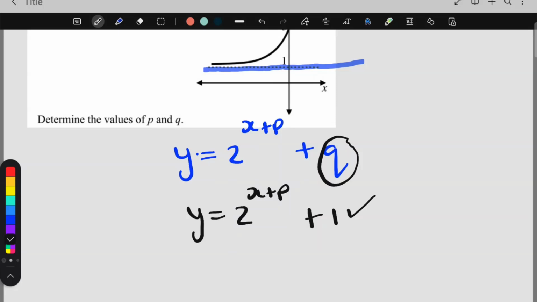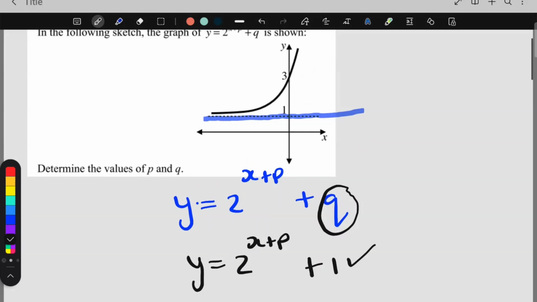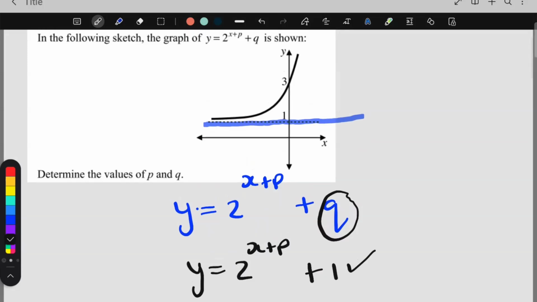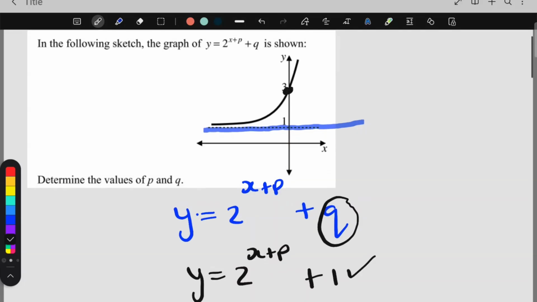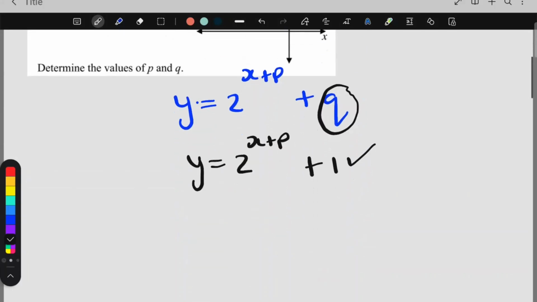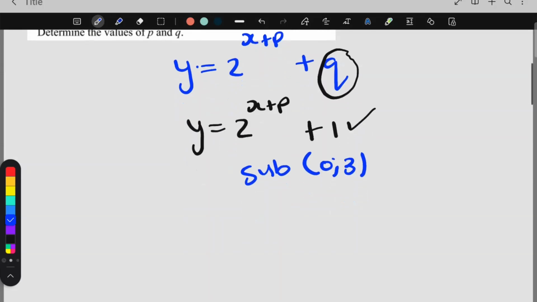Step number 2, we're going to sub in a point. Did they give me any point on this exponential? Yes, this point over here. That point is (0; 3). So I'm now going to substitute 0 and 3. Wherever there's an x, you make it 0, and wherever there's a y, you make that 3.